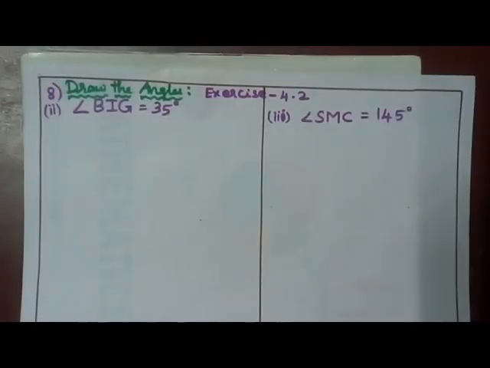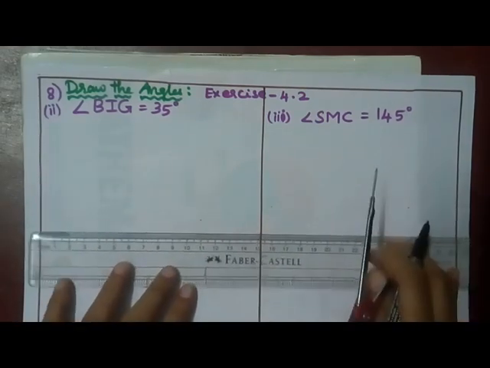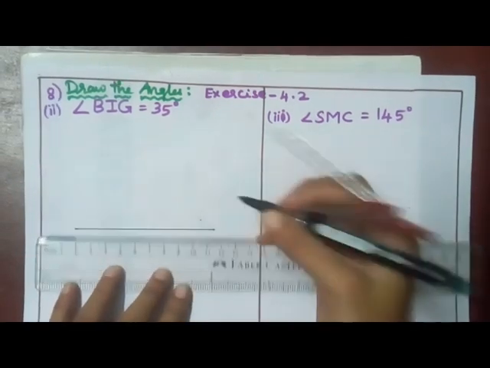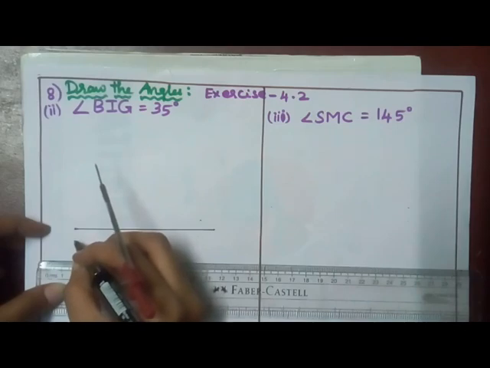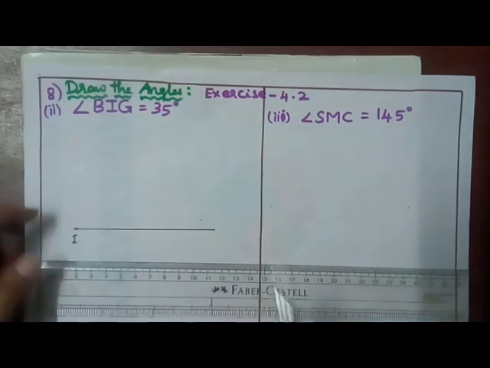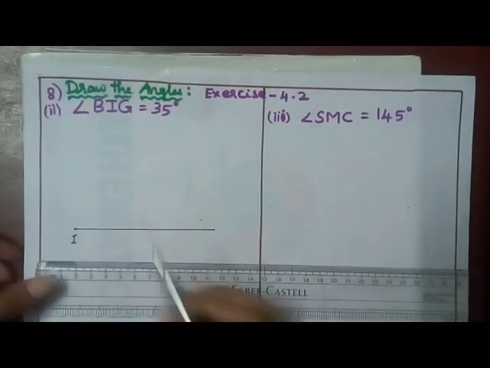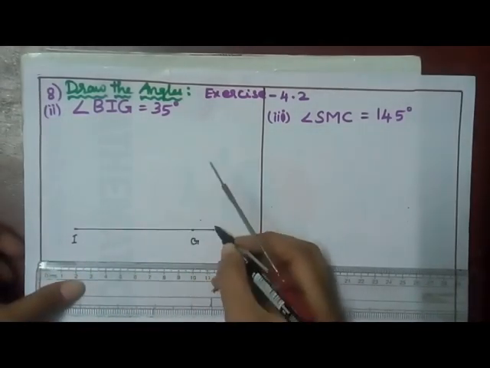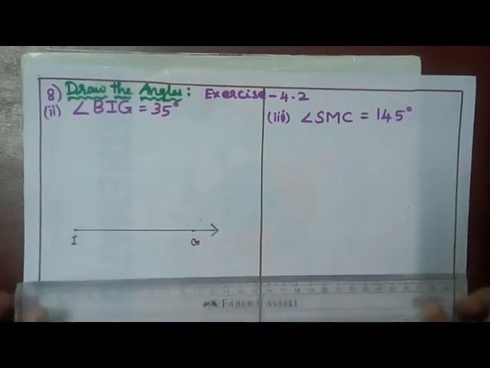First step is you have to draw a base ray. So what is ray? One end point. So I am marking this point as I, because angle must be in the middle, and here G. So this one is a ray. What is the next step?